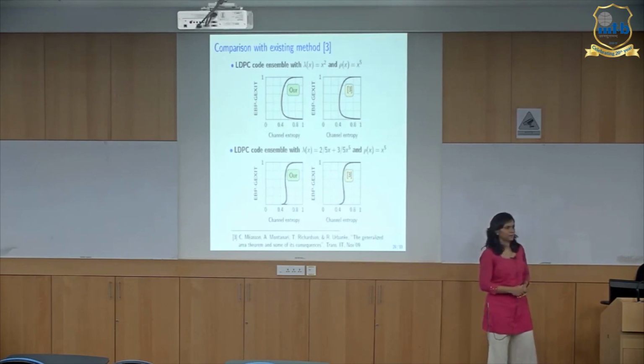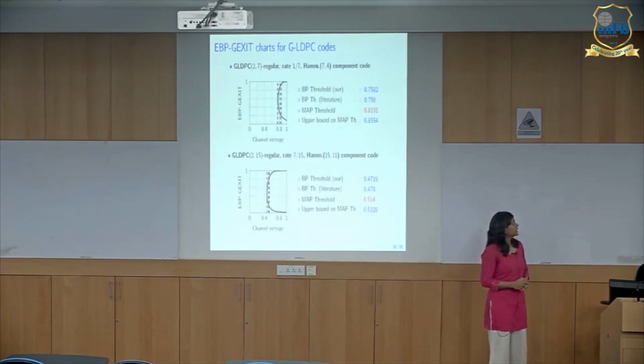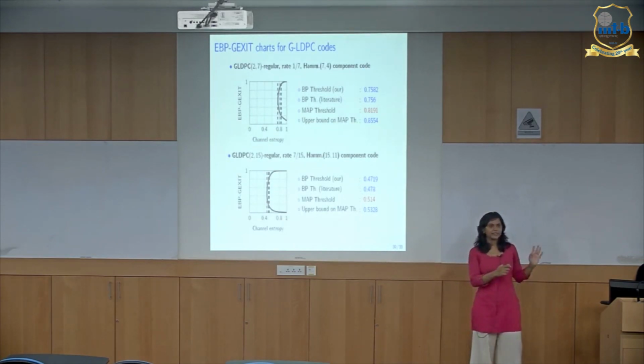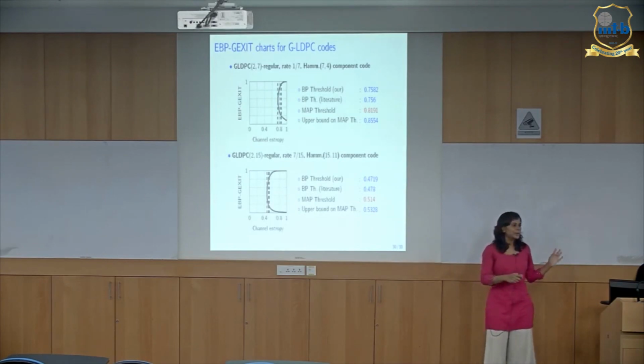This is another example. Now I have EBP exit charts for some generalized LDPC codes, and these are the predicted MAP threshold and BP threshold values. This is another example for the GLDPC codes. Here I just want to highlight that before this, people didn't know how to give an estimate of the MAP threshold of such computationally involved generalized LDPC codes.